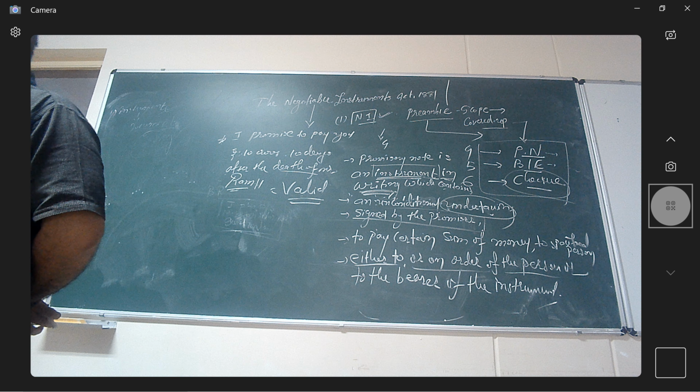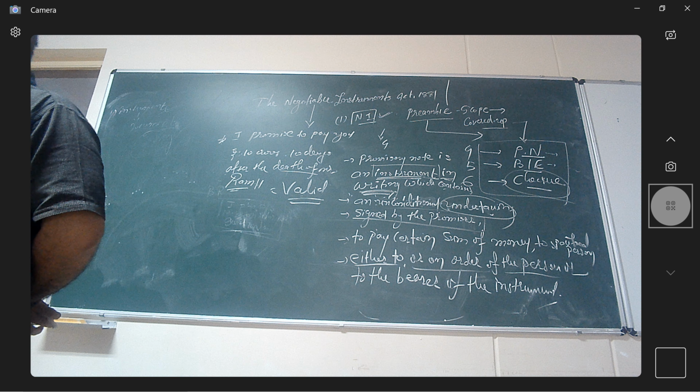Okay, a promissory note is an instrument in writing which contains an unconditional undertaking signed by the maker to pay a certain sum of money. So sign means your authentication is supposed to be there. What words you are using, I don't care. So that's very interesting, guys.